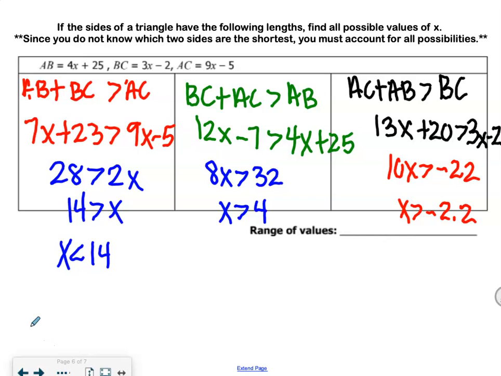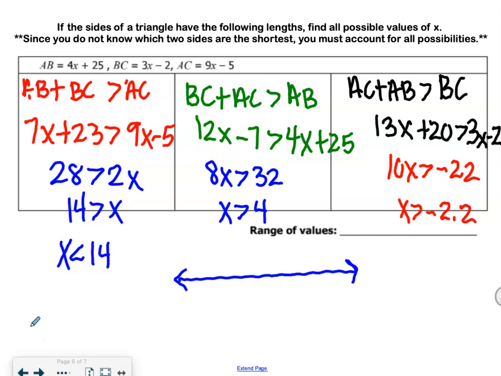Okay, so now we have these three inequalities. Do you remember how to graph an inequality? It's just on a number line, so don't freak out. It's super easy. Draw yourself a little number line somewhere where you have space. Find a spot anywhere in your notebook. And now you're just going to graph what you see.